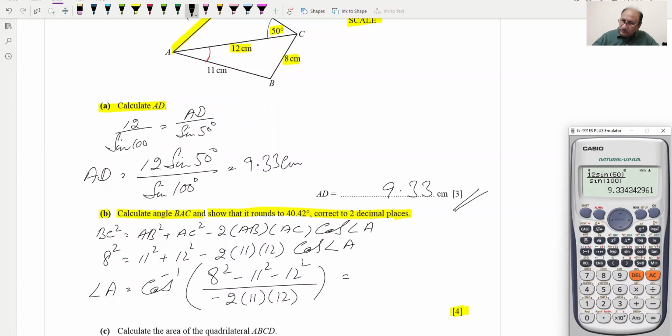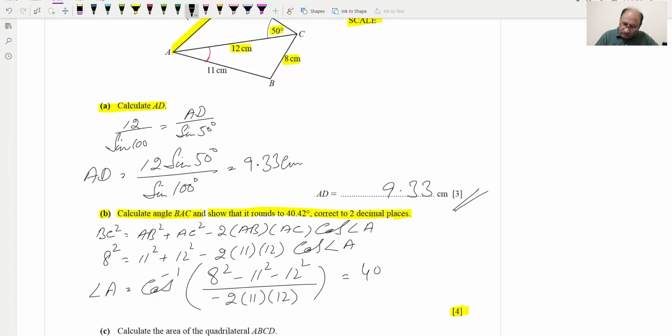Now we can find this. Shift cos, your calculator should be in degree mode, and this will be 8 squared minus 11 squared. You can apply the direct formula for the cos angle. If you have memorized that formula, you can take advantage and directly apply it, but you will get the same answer. So I have applied the proper cosine rule so that all of you can understand it better.